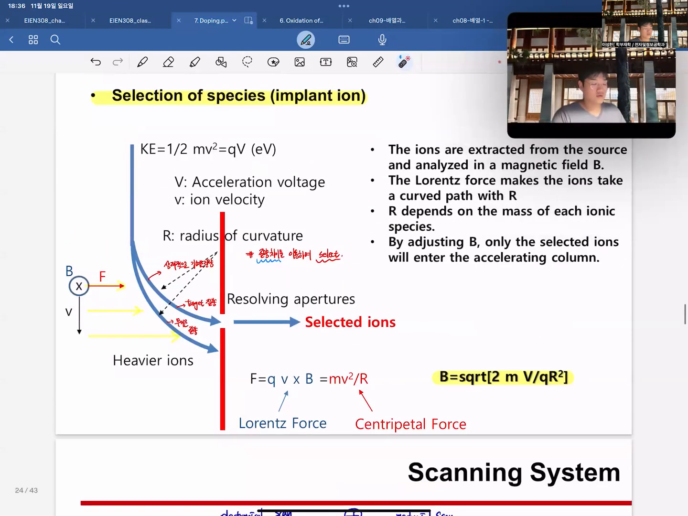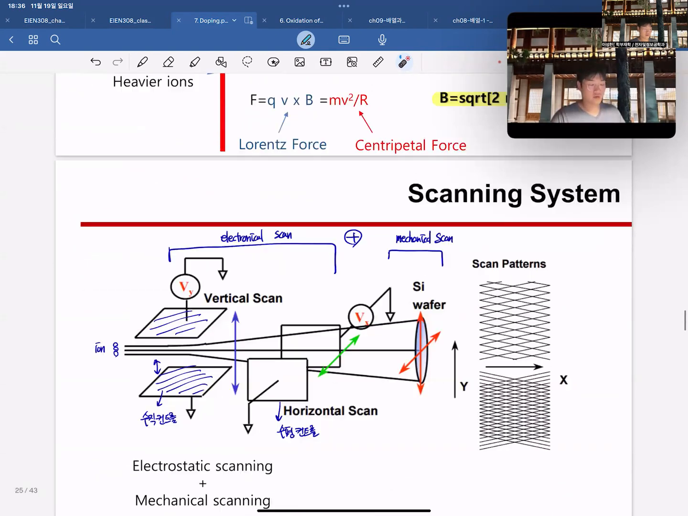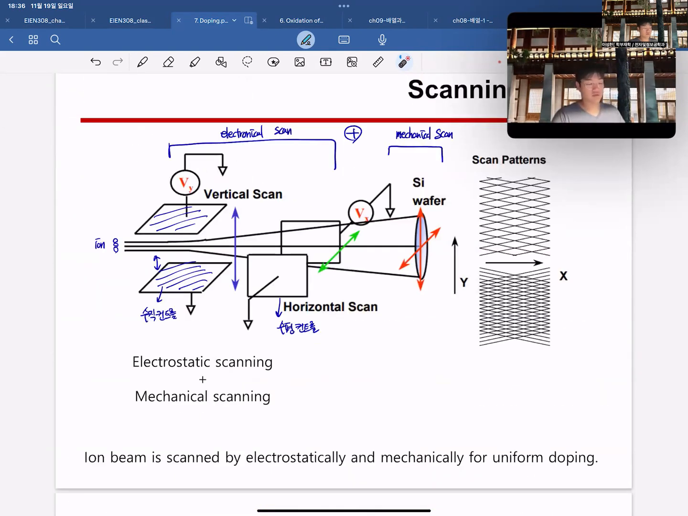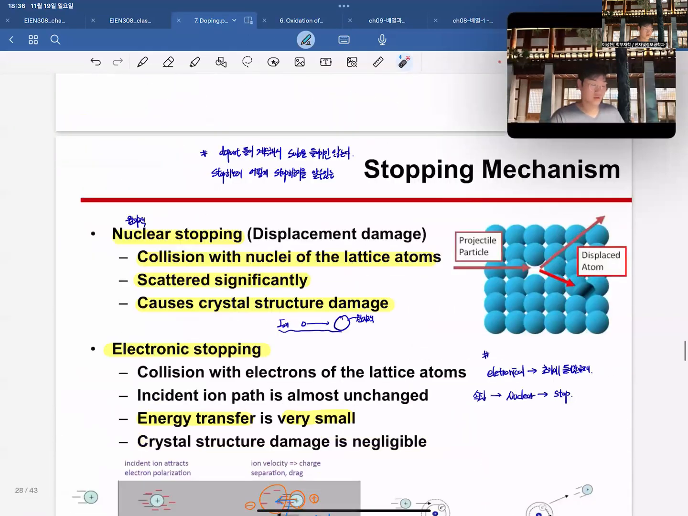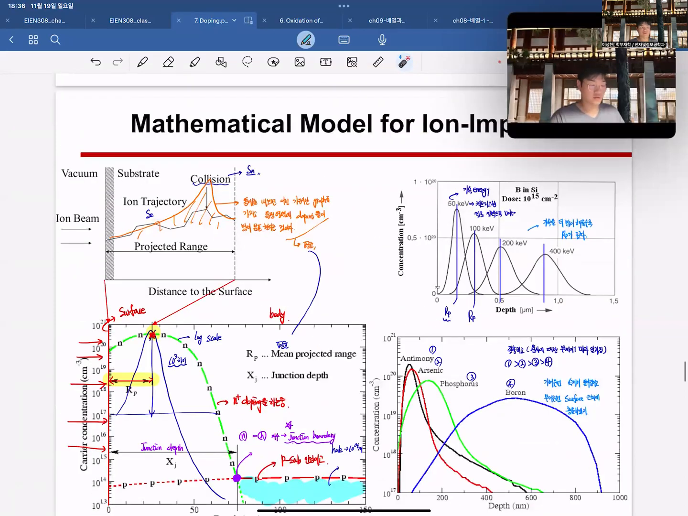How do we select these things? We give them the Lorentz force, and they have different masses. The heavier ones go up, and the lighter ones go down. So we can select what we want. And these are used to control the direction of the ion vertically and horizontally. Okay, this is the mechanism of ion implantation.